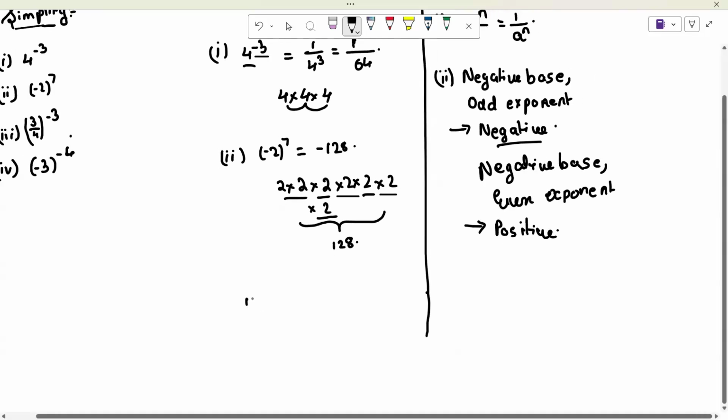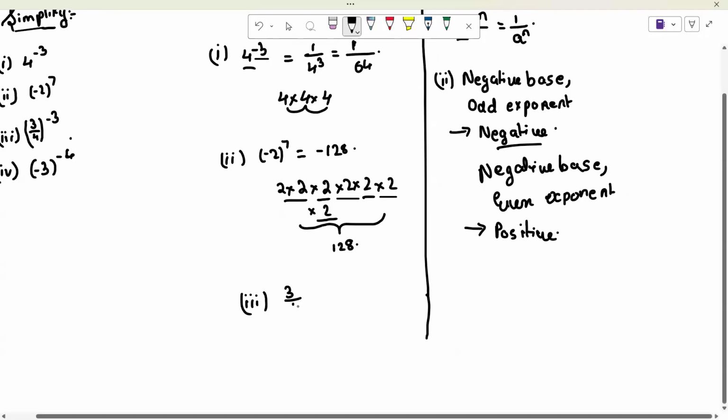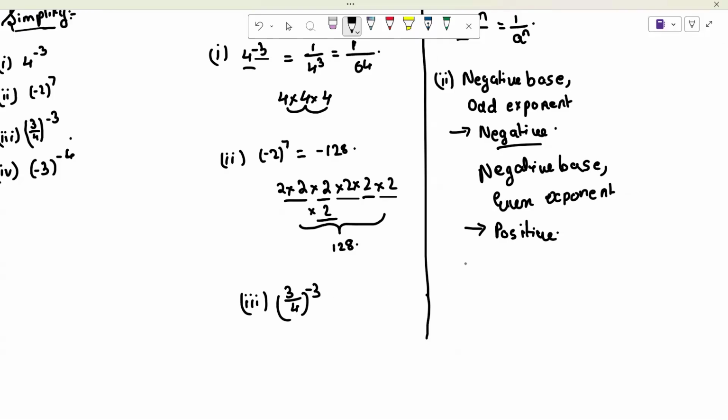Okay, let's see the third question. That is 3 by 4 power minus 3. Now, the base is a fraction. So if you have something like that, we will use this trick or this law. A by b power minus n will give you b by a power n. That is nothing but you will take the reciprocal of this fraction and make it into a positive power. So 3 by 4 power minus 3 will just become 4 by 3 power 3.